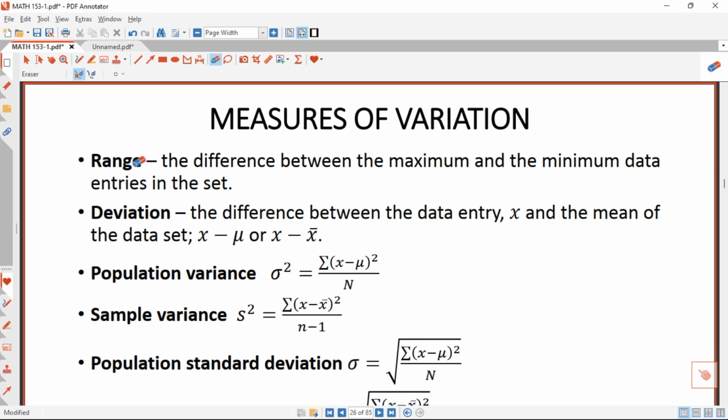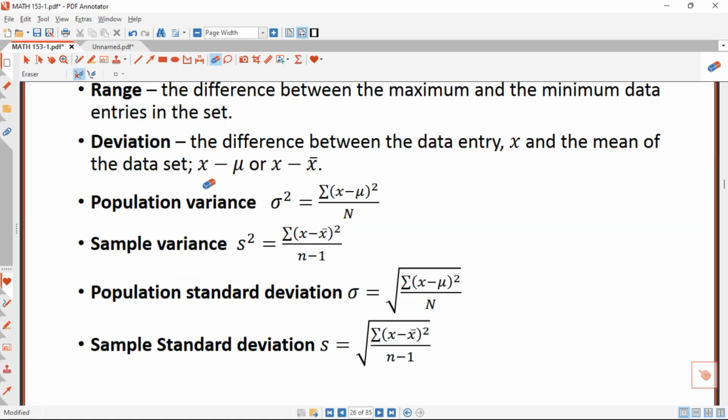Yes, so here we have what we call range. We said when we talk about range, a range is just the difference between the maximum and the minimum data entries in the set. So for instance, if a raw data is given to you and you have been asked to calculate the range, it's just the difference between the biggest number in that raw data and the smallest number, right? Once you indicate both the biggest and the smallest number, you just subtract the smallest from the biggest to get your range.